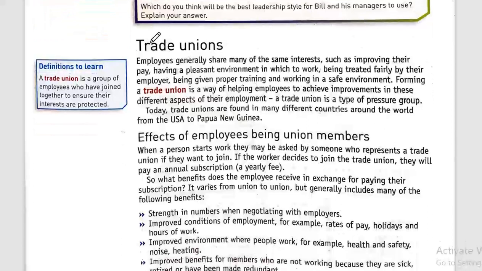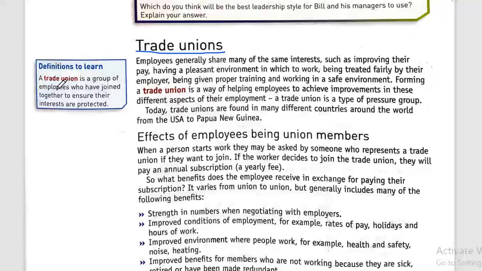Now we're going to be talking about trade unions. A trade union is a group of employees who have joined together to ensure their interests are protected. So over here, employees generally share many of the same interests, such as improving their pay, having a pleasant environment in which to work, being treated fairly by the employer, being given proper training, and working in a safe environment. So these are some of the requests or interests of the employees in any business. So they form a trade union.